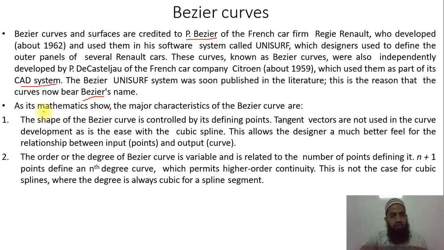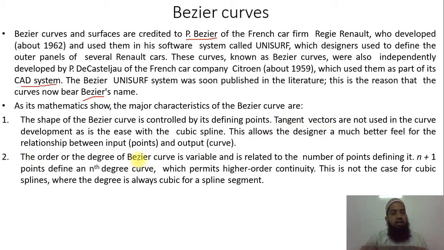It has some characteristics, but two characteristics we are going to study over here, and after that in the next slide we'll see a few more characteristics. First characteristic: the shape of the Bezier curve is controlled by the defining points. The tangent vectors are not used in this curve like in Hermite curves. That is the important point here, because it allows the designer a much better feel for the relationship between the input points and the output curve, since in this case, unlike Hermite curves and cubic spline curves, tangent vectors are not there.